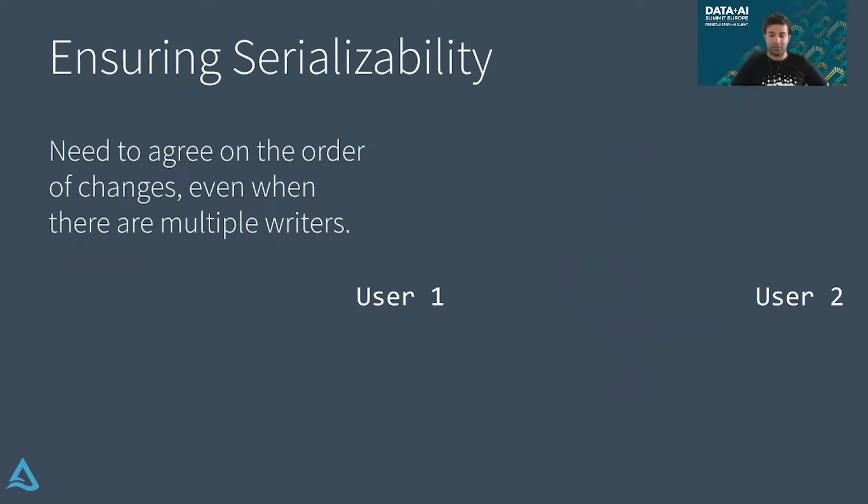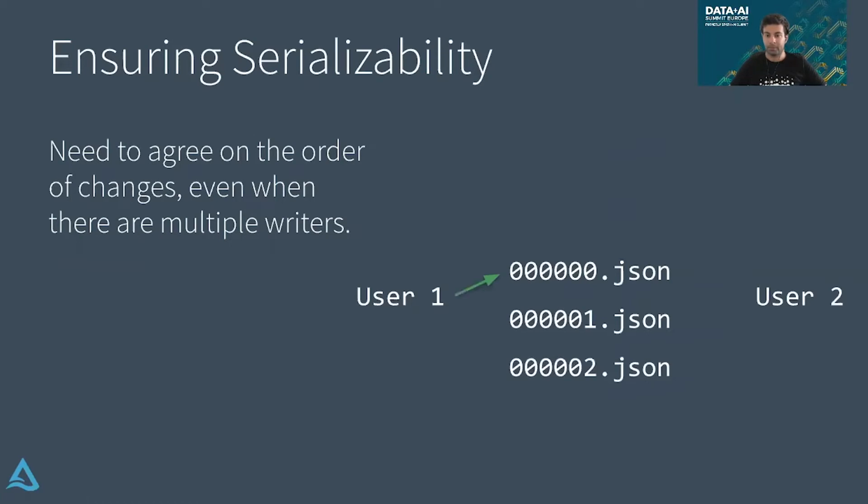And then if that's atomicity, let's talk about concurrency and serializability. So we need to agree on the order of changes that are being made to your Delta table, even when there are multiple writers. So how does that work? For example, user 1 could be reading, for example, it's going to mutate your Delta table. It might be running a merge operation, for example. It will start from reading from version 0.